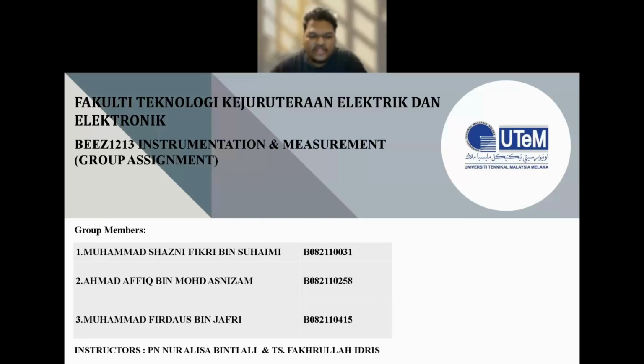Our instructors are Puan Nur Alisa and Encik Fakrullah. The first topic is multimeter, second is oscilloscope, and third is sensor technology. For the first one, I will pass to Firdaus.